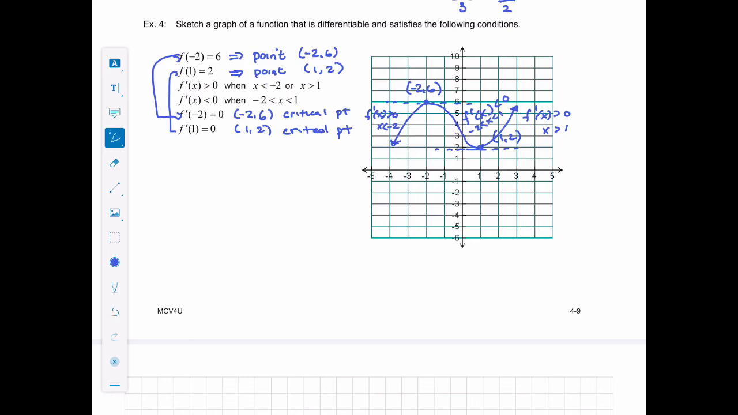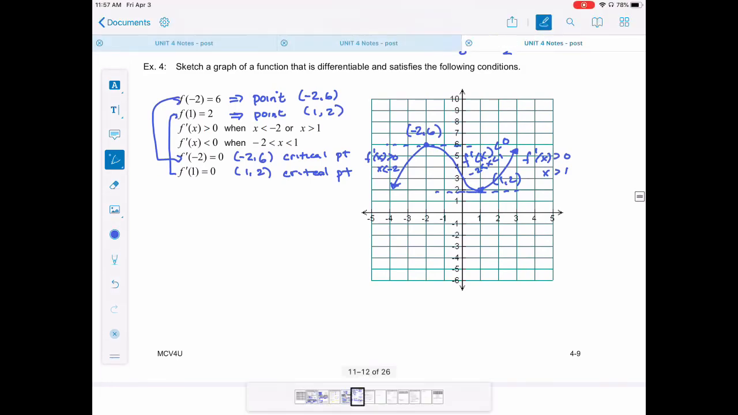We don't have any more information to keep on expanding. So I think we're done. And this concludes lesson 4.2.